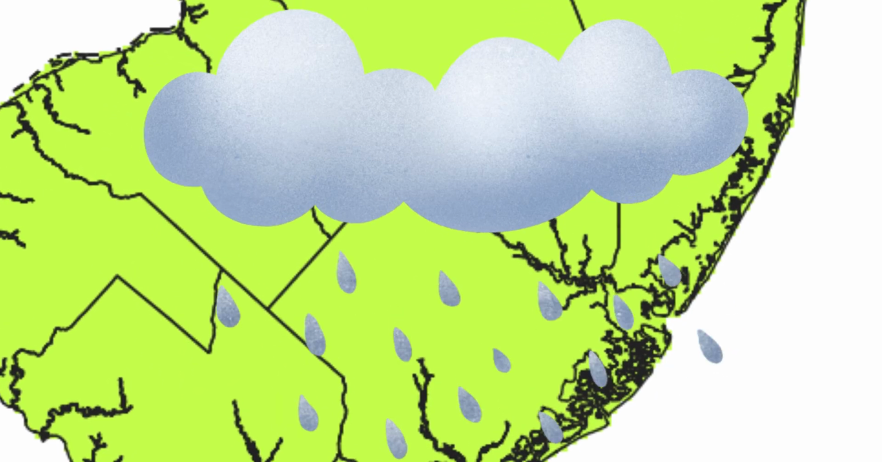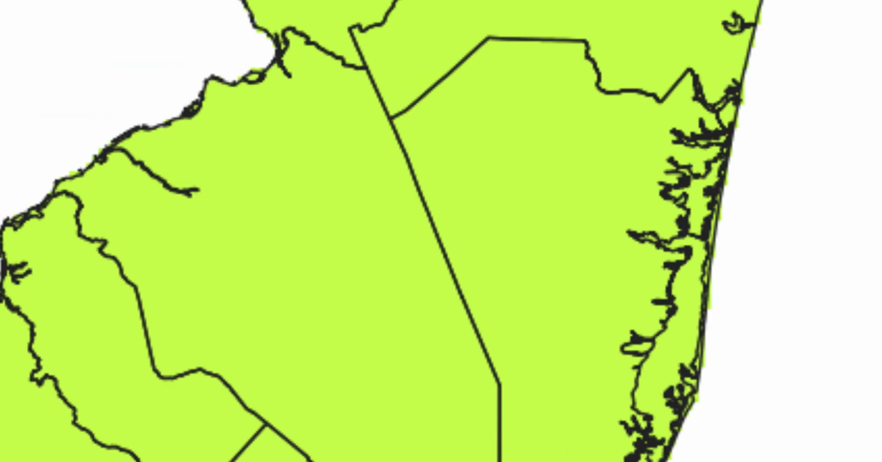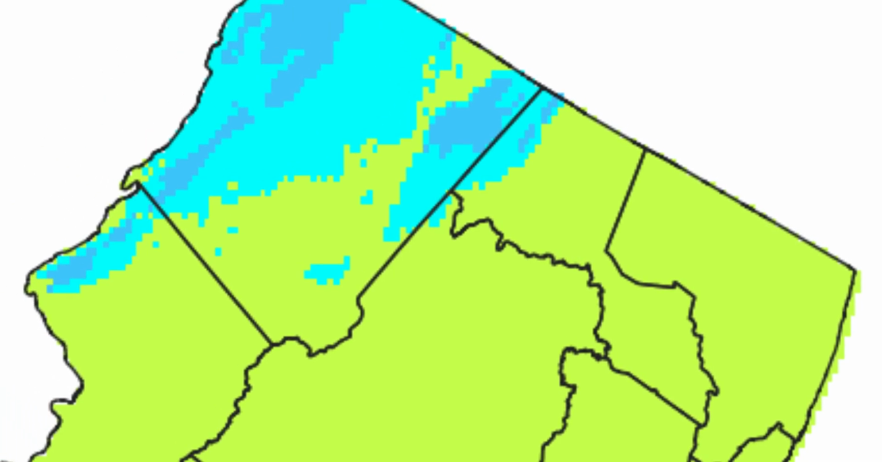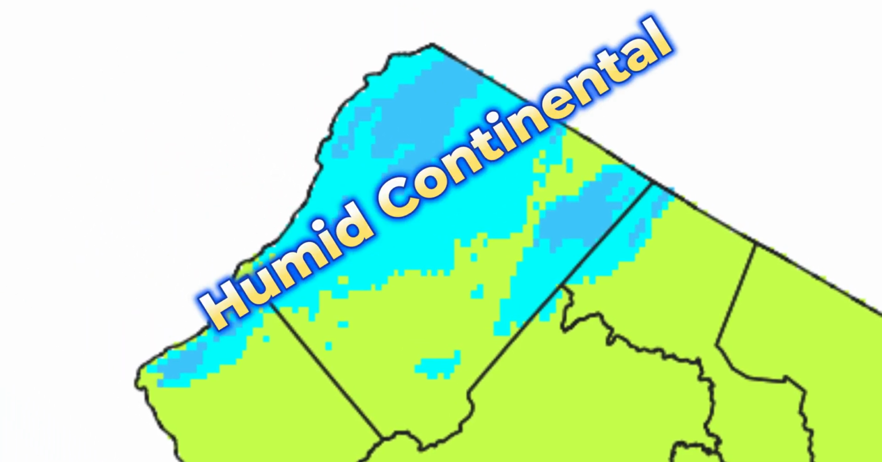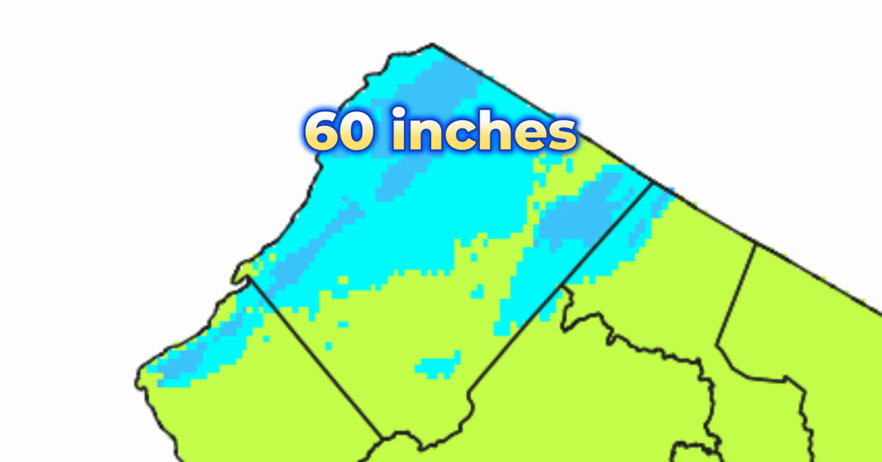In fact, Cape May only gets around 15 inches of snow on average, while Newark gets 31.5 inches. But further inland, in northwestern New Jersey, the climate becomes humid continental, with similar conditions to inland Connecticut. The highest elevations in New Jersey on average get up to 60 inches of snow a year.